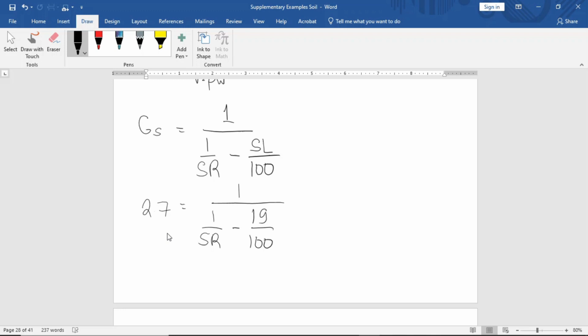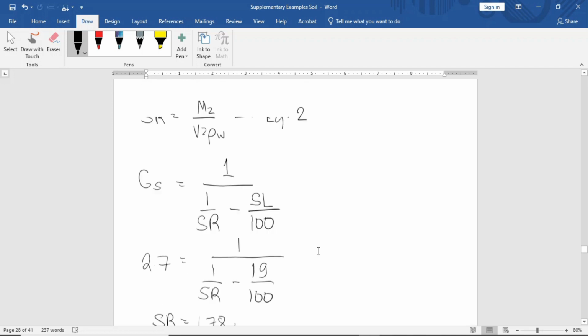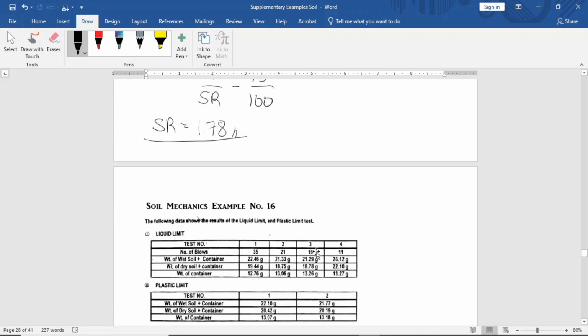Pwede natin i-input sa calculator. I-calculate natin. Ang computed SR natin is 1.78. So, ito yung shrinkage ratio natin.